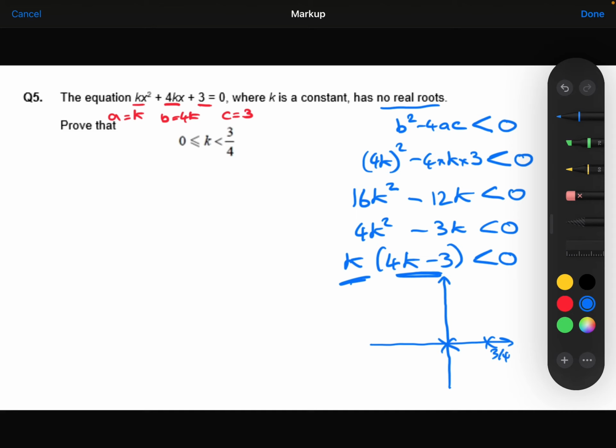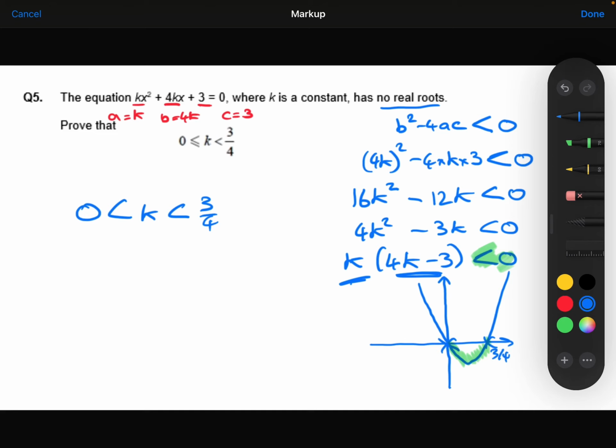So we can see that the graph of the discriminant would look like this. And the discriminant is less than 0 in between 0 and 3/4, so where k is less than 3/4 and greater than 0.